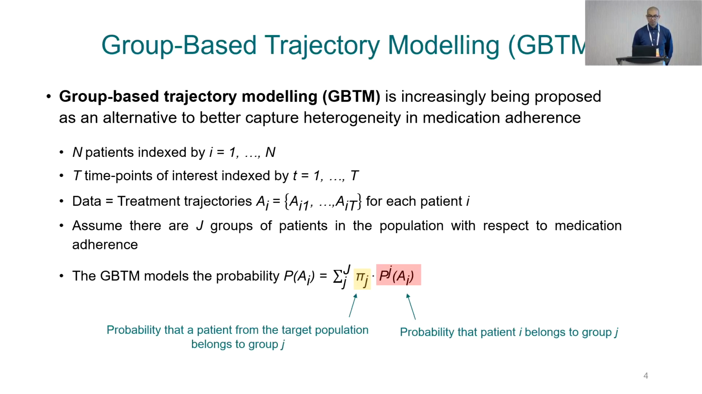And so the GBTM models the marginal probability of the data, the adherence sequence for each patient, as the sum over the product of pi j, which is the probability that any random patient from the target population belongs to the jth group, times the probability of the sequence for the ith patient given that group. Essentially, this is usually a parametric model of some kind. And so you would model the probability of pi j as a multinomial distribution and set up the likelihood, and then solve that using maximum likelihood estimation.